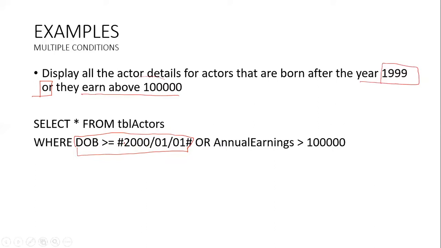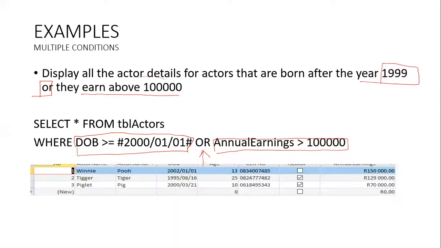We're not using a LIKE as we did in the previous example. This is a date that we are comparing. You enclose it with a hash. And we want the annual earnings greater than 100,000. And we want one of the two, therefore we use the OR operator. And that returns 3 records, Winnie, Tigger, and Piglet.